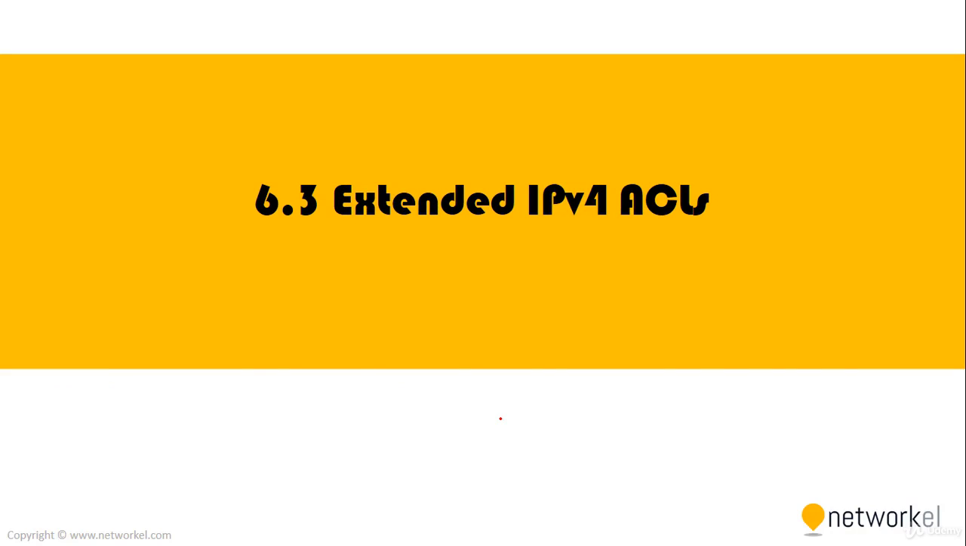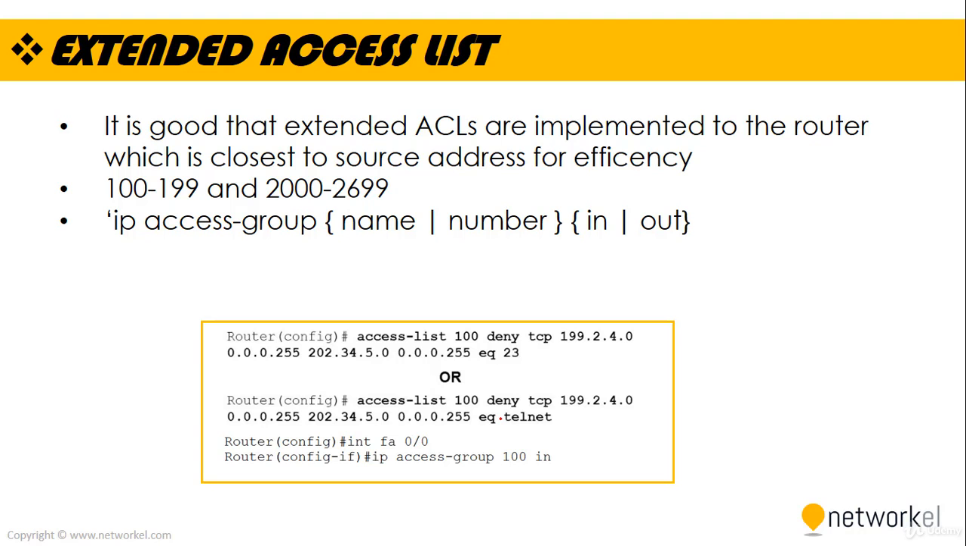Let's go ahead with the extended IPv4 access lists. Extended access lists perform packet filtering based on source address, destination address, protocols, and the port numbers. It's good that extended ACLs are implemented on the router which is closest to the source address for efficiency. And here is the range that we can use for the extended access lists. Extended access lists are applied to interfaces by the ip access-group name or number, in and out statements, as well as in the standard access lists.